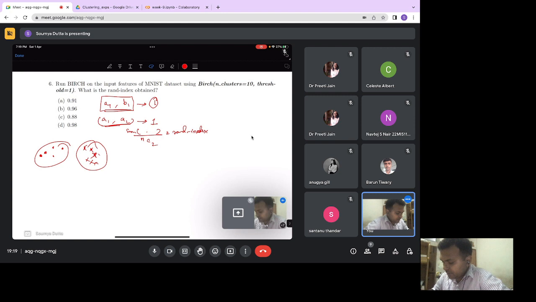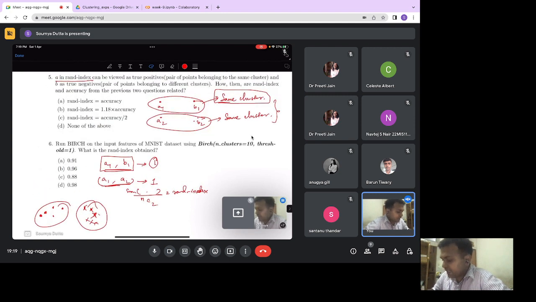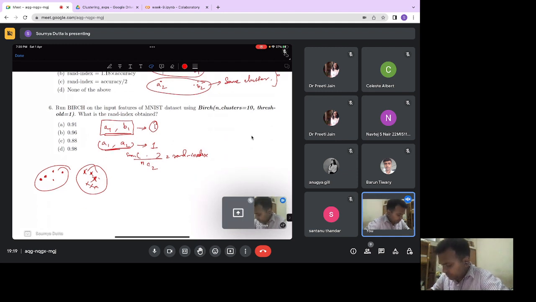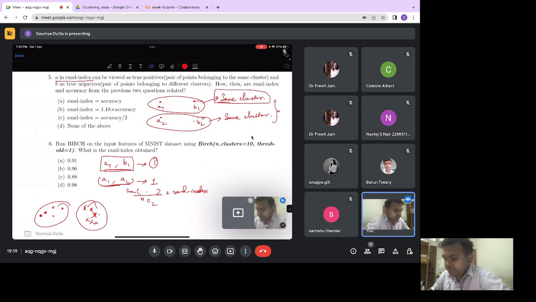of accuracy. So of course, whenever you talk about RAND index, you are talking about pairs of points. However, when you are talking about accuracy, you are just talking about a single point, and therefore there can be no relation between RAND index and accuracy. One thing which you can think of is, if your accuracy is more, your RAND index will also be more, but even that you should not think about any correlation between RAND index and accuracy. The question is, how then are RAND index and accuracy from the previous 2 questions related? It's just that they are not related in any way.